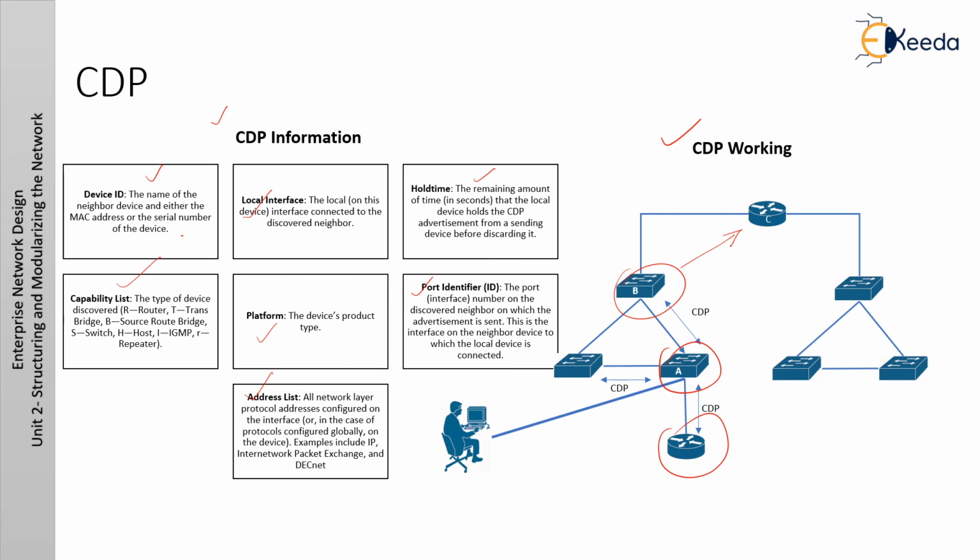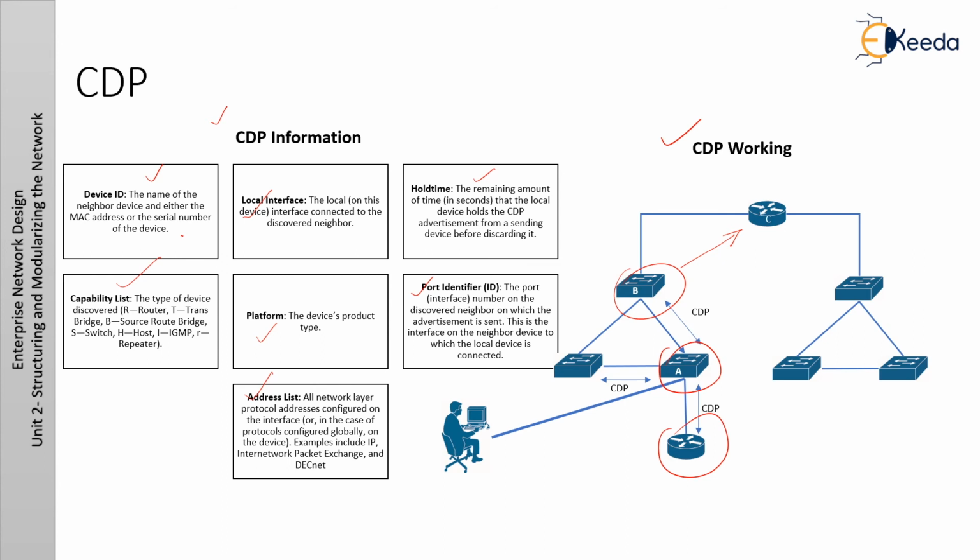CDP is a Hello based protocol, and all Cisco devices that run CDP periodically advertise their attributes to their neighbors using a multicast address. These frames advertise a time to live value, the hold time in seconds, that indicates how long the information must be retained before it can be discarded.